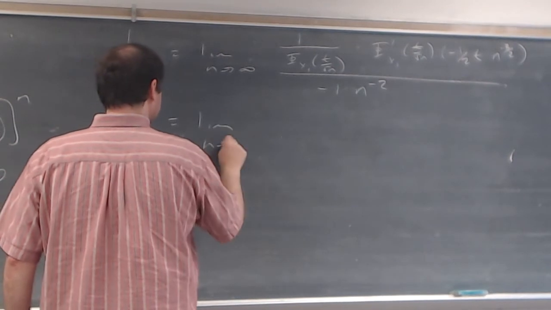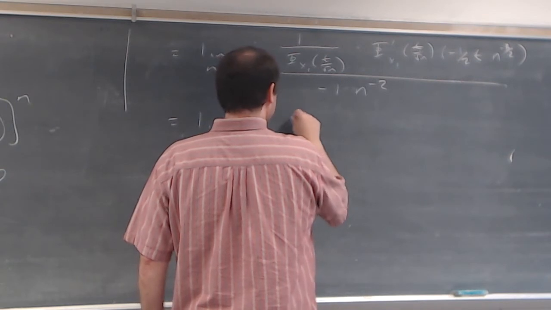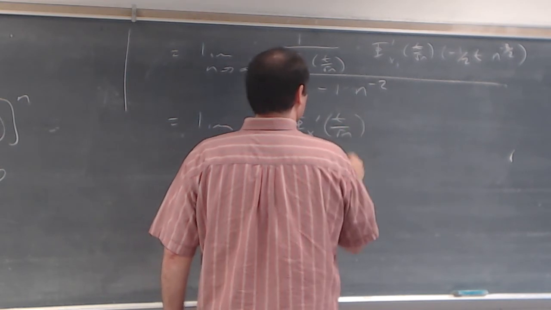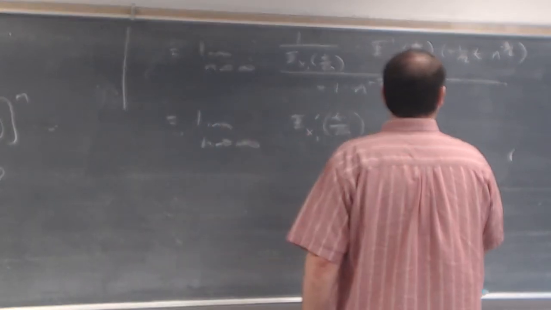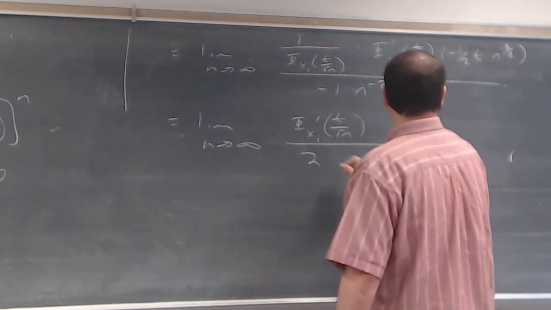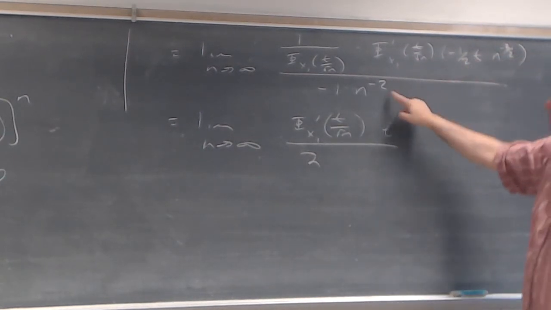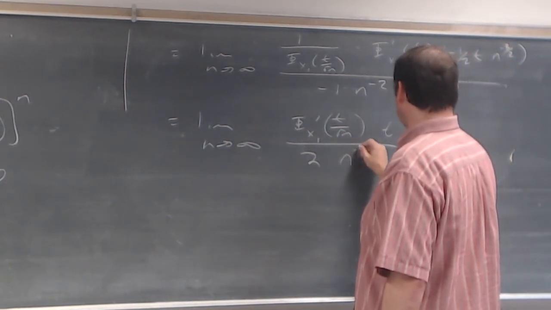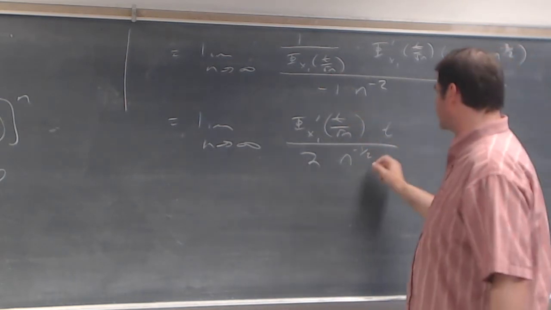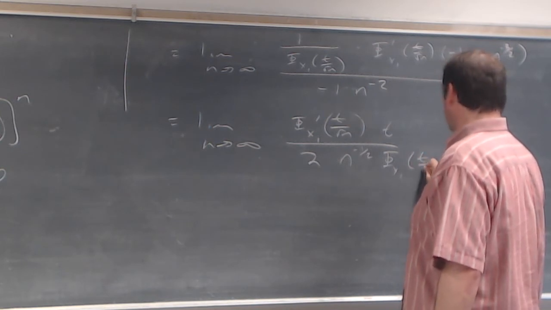That's equal to the limit as n goes to infinity. Here this would be phi sub x sub 1 prime of t over the square root of n. The minus 1/2 and the minus 1, that's going to make a positive. I'm going to put a 2 in the bottom. There's a t here. The n to the minus 3/2, I can pull down here to be an n to the positive 3/2. So that leaves n to the minus 1/2, minus 2 plus 3/2. And then we also have this phi sub x sub 1 of t over the square root of n.